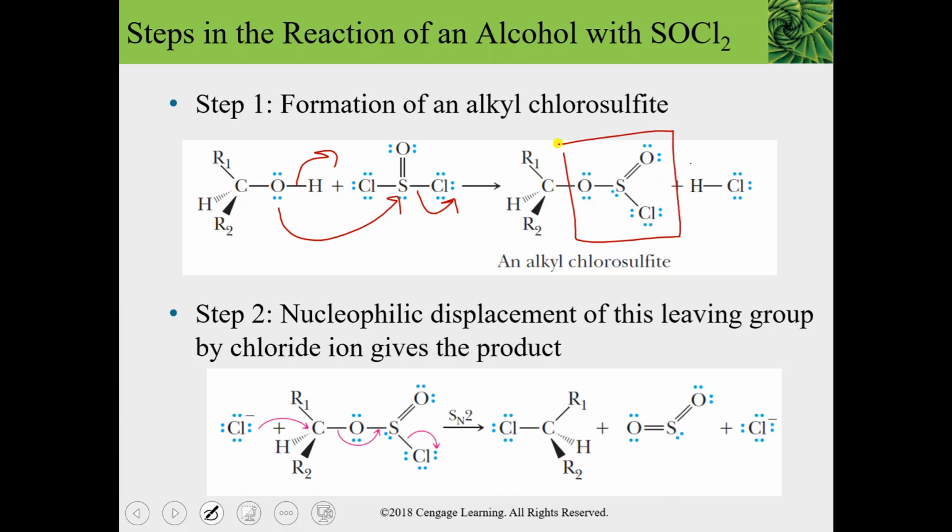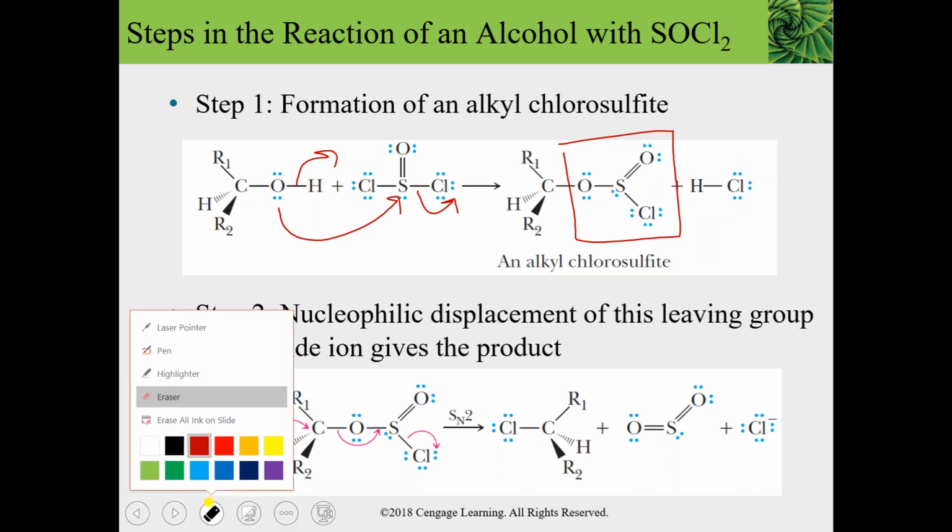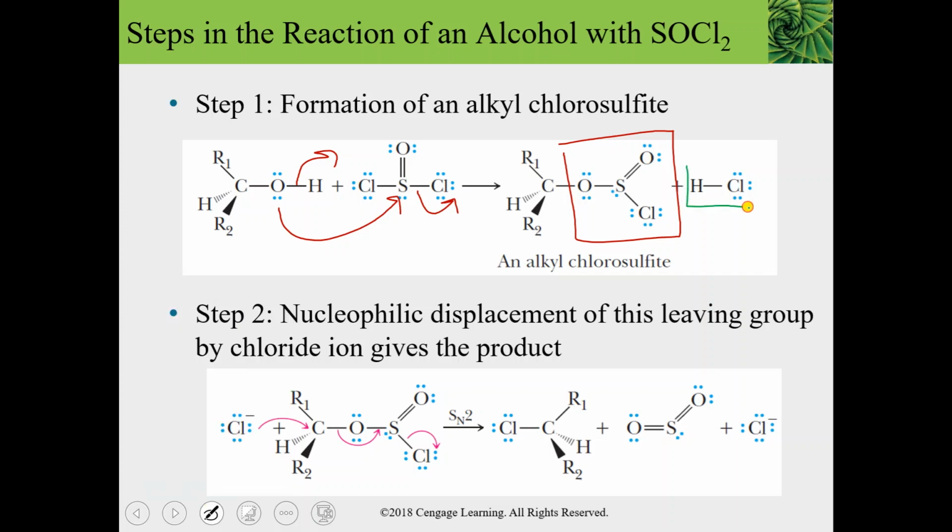We're also going to form HCl. Actually, let me change my colors here. Where does that HCl form from? It forms from the chlorine, the chloride ion that came off, and the hydroxyl group that came off. Okay? Now, the second step is what we call nucleophilic displacement of the leaving group by chloride ion. Blah, that's a mouthful.